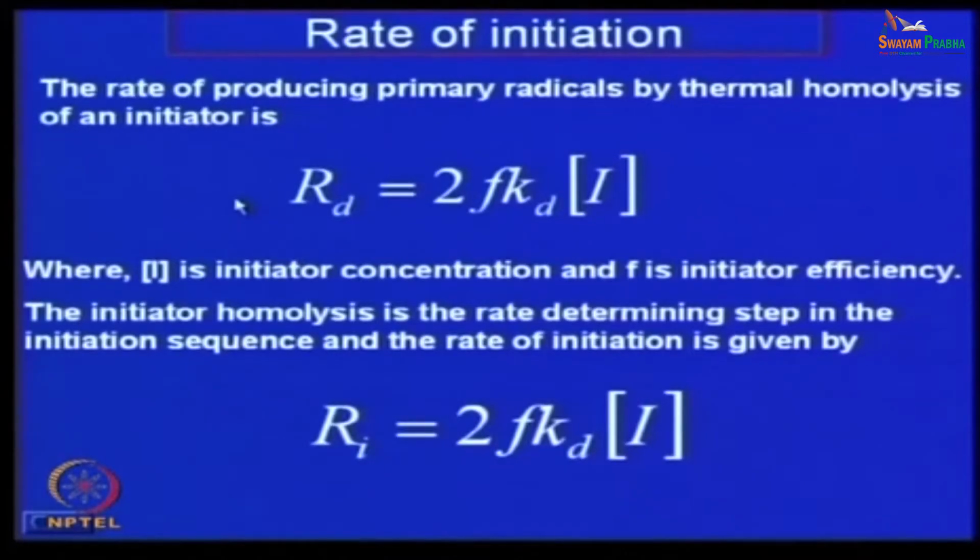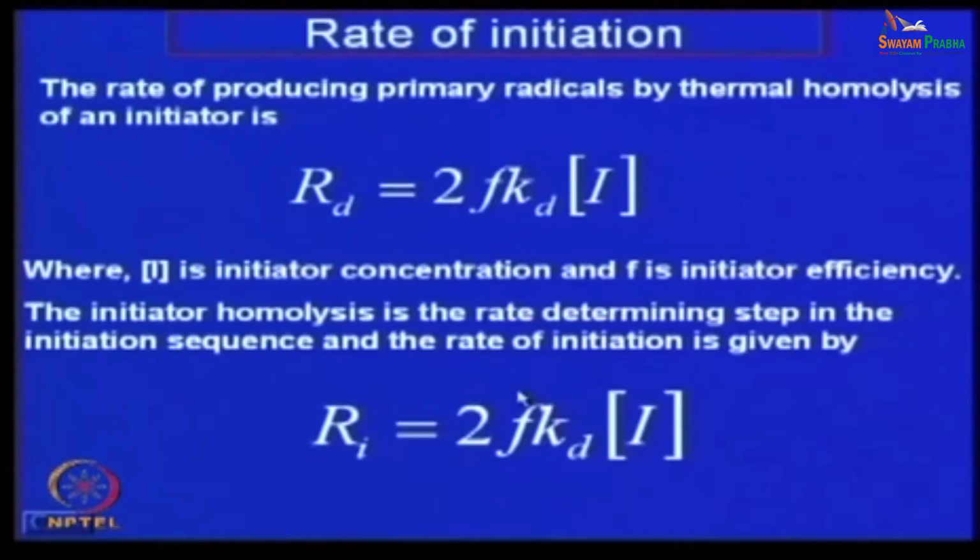Now, the rate of initiation: when the primary radicals are formed from the decomposition of an initiator molecule, those primary radicals interact with monomer to initiate a polymer chain. Now, the rate of that initiation is expressed as RI equals 2 f Kd into initiator concentration I. Now, f is an efficiency factor.